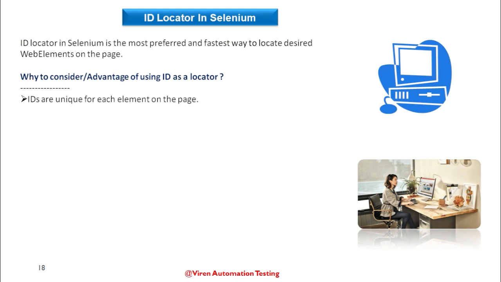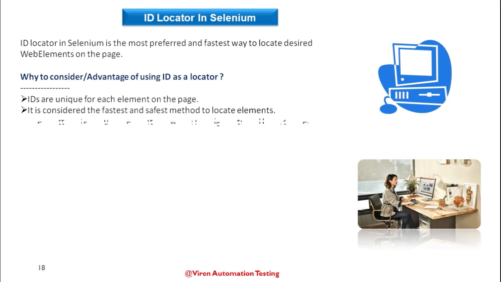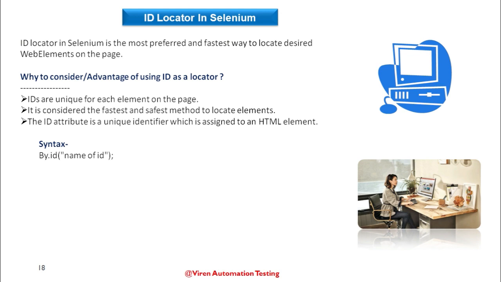So in that case, you should say IDs are unique for each element on the page. It is considered the fastest and the safest method to locate the element. So which one is the fastest method to locate the web element on the web page? You can say it is the ID. The ID attribute is the unique identifier which is assigned to an HTML element. So whatever web elements you are seeing on the web page, if they all have a unique ID, then you can go with the ID locators in the Selenium WebDriver.